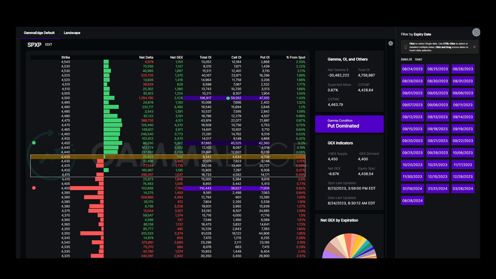We'll go ahead and jump right into it with the SPXP. All expiries turned on, as you can see by the purple tiles over here. Again, all expiries turned on. We're still in a put-dominated environment, even though we did have a shift yesterday, intraday, early on to a call-dominated environment on 0DTE, and also further out for multiple expiries.